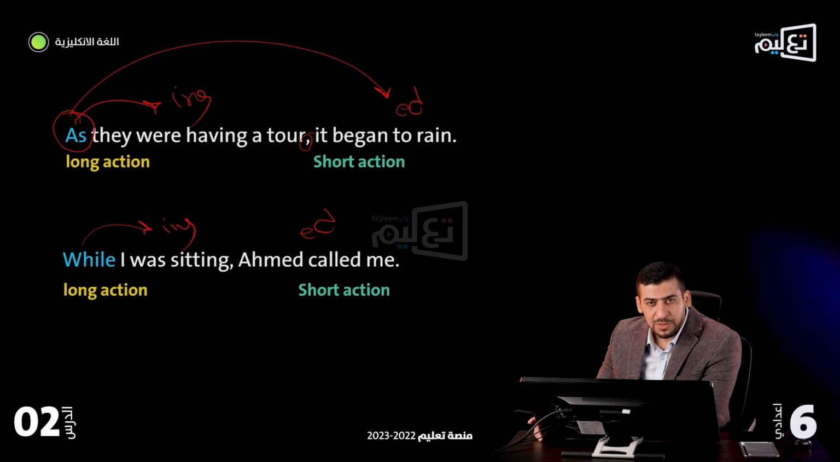The long action now is the first tense. I was sitting. Ahmed called me. This is the short action. Imagine that Ahmed called me for a very important thing. Now the first action, me sitting and waiting for anything, could end if this call was very important.